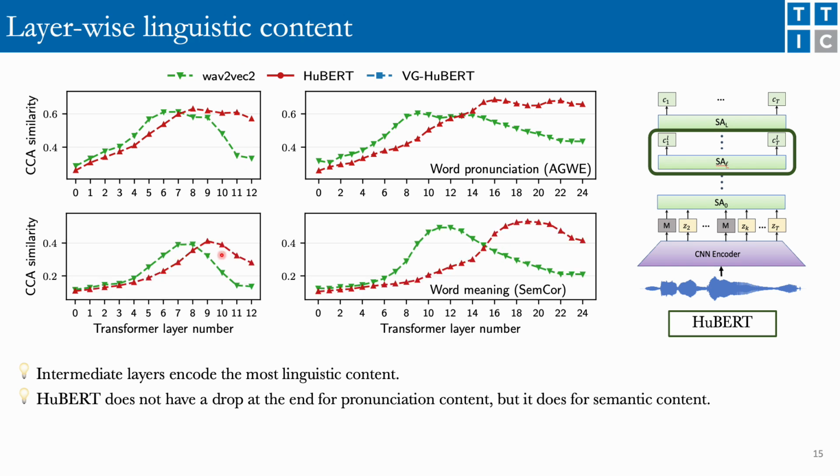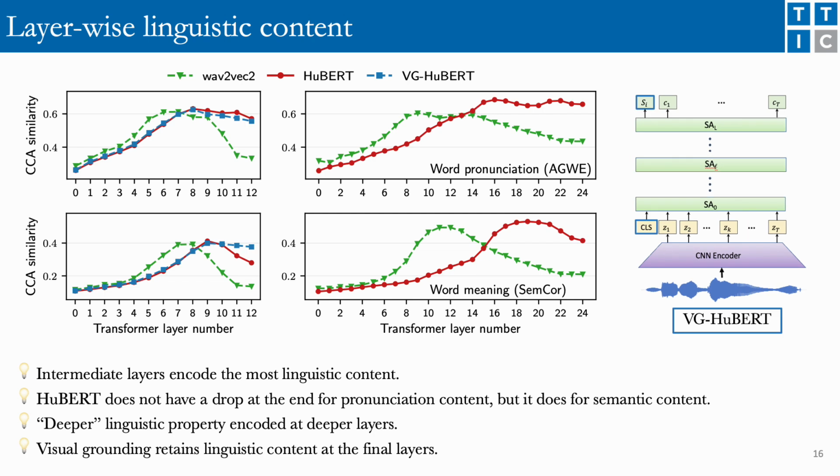But for semantic content, we do see a drop for the final Hubert layers. This further confirms that the Hubert pre-training objective is more phonetic than semantic. Additionally, we consistently see that this plateau of best layers is much narrower for semantic content than for the word pronunciation content, both for Hubert as well as Wave2Vec 2.0. This suggests that the deeper linguistic property, which is word meaning in this case, is better encoded in deeper layers. For visually grounded Hubert, we do not see a significant drop as we saw for Hubert. This behavior suggests that the meaningful semantic content is retained better with the grounding signals provided by the image encoder.